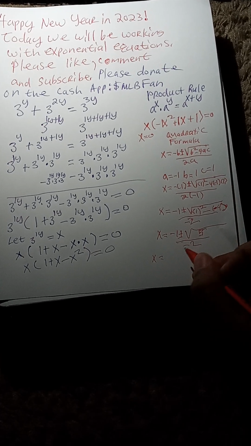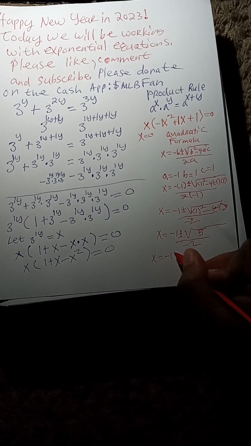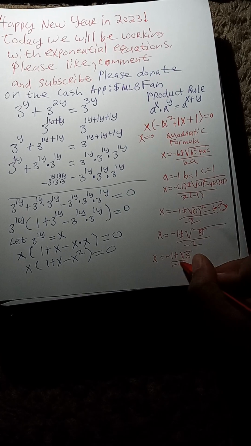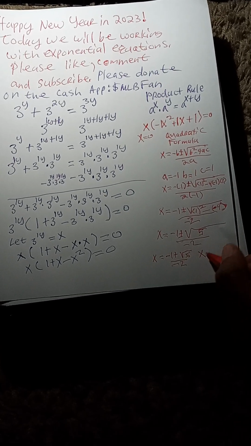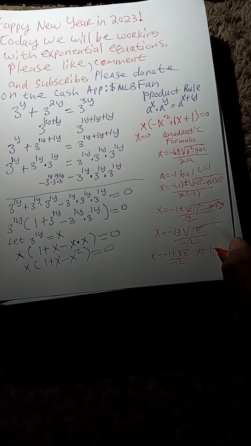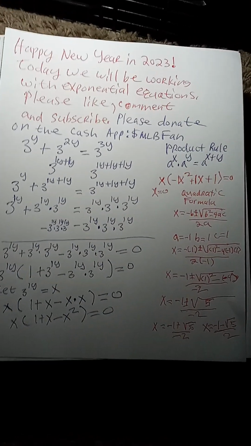Once we split it apart, x is equal to negative 1 plus the square root of 5 divided by negative 2, and x is equal to negative 1 minus the square root of 5 divided by 2. So let's let that marinate there.